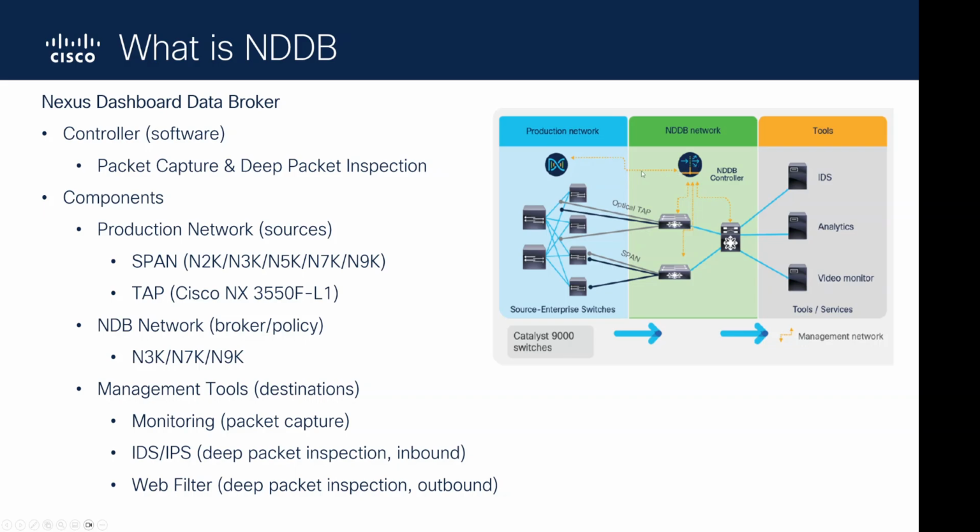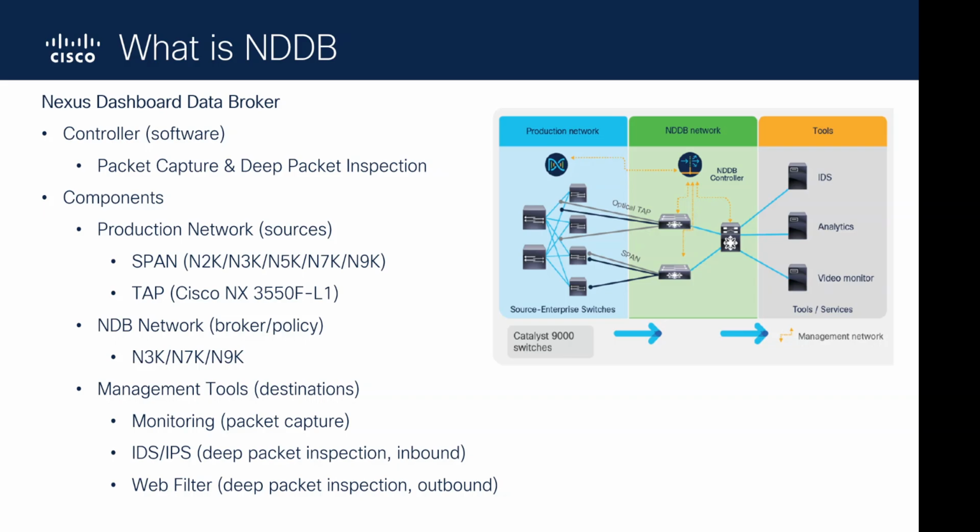And then this orange arrow that comes over here to the production network, which would be our ACI or NXOS based switches, and allows us to configure what's shown down here as production network sources, right? So these are SPAN or TAP devices, which allow us to capture traffic off of the production network and send a copy of it to the Nexus Dashboard Data Broker network shown in the middle in green. So we can have one or multiple switches there.